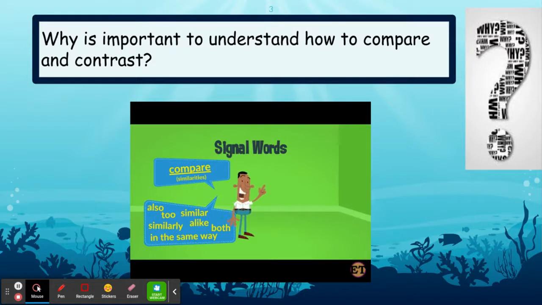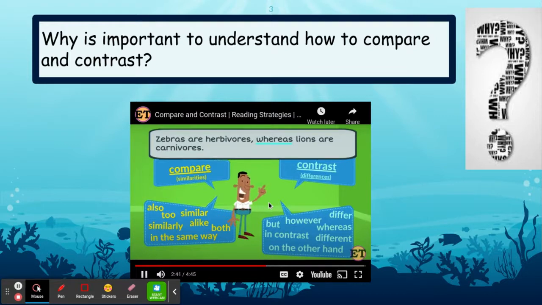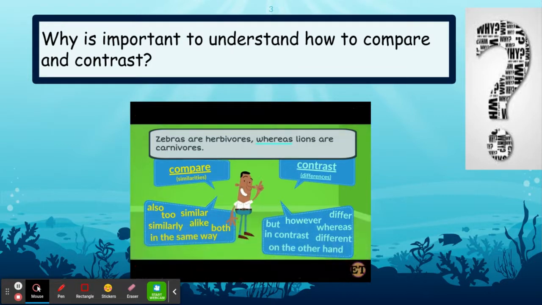These words or phrases are used to contrast, that is, to highlight differences: but, different, differ, in contrast, whereas, on the other hand, however. For example, zebras are herbivores, whereas lions are carnivores.